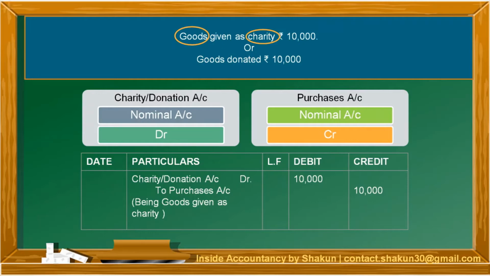Why credited? Because the stock is decreasing and we have to show it through some account. So that is why we credit purchases account. Please remember, purchase account is always debited, but there are only 4-5 cases where purchase account is credited. Whenever the goods are going out of the business on the cost price, purchase account is credited. So our entry will be charity or donation to purchases account.